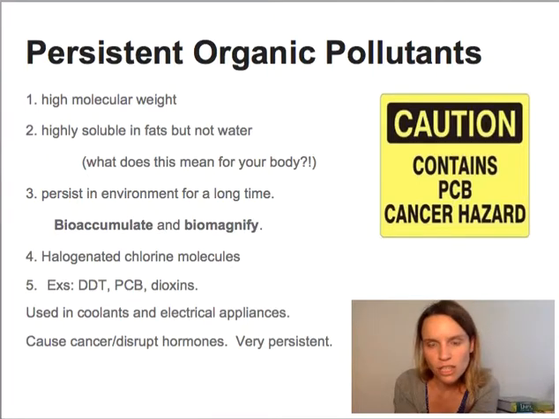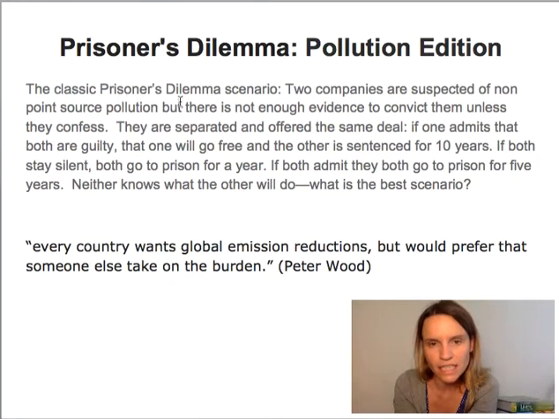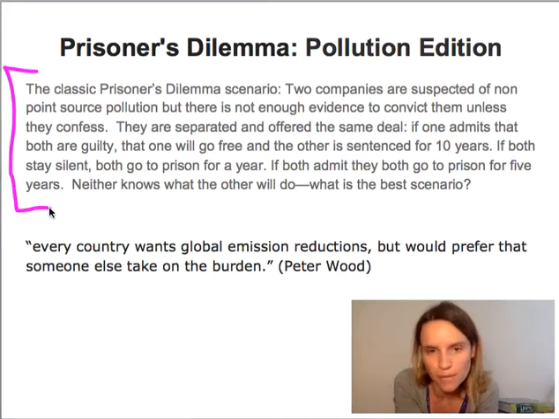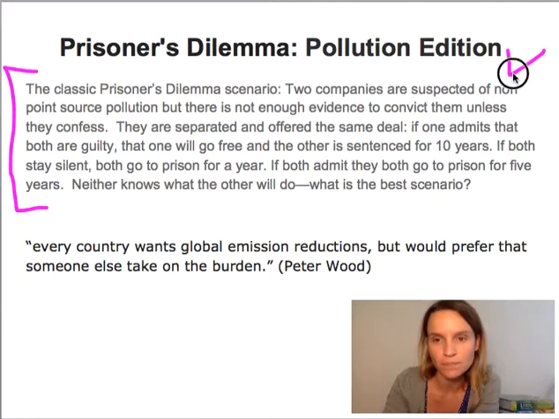Next, let's talk a little bit about this idea of tragedy of the commons as it relates to pollution. So if we read this scenario, it talks about something called the prisoner's dilemma. And the prisoner's dilemma is something they talk a lot about in political science classes and a lot about in sociology. And it's always some variation on this idea up here. So when we talk about it in pollution, we can say that two companies are suspected of non-point source pollution, but there's not enough evidence to convict them unless they confess. They're separated and offered the same deal.